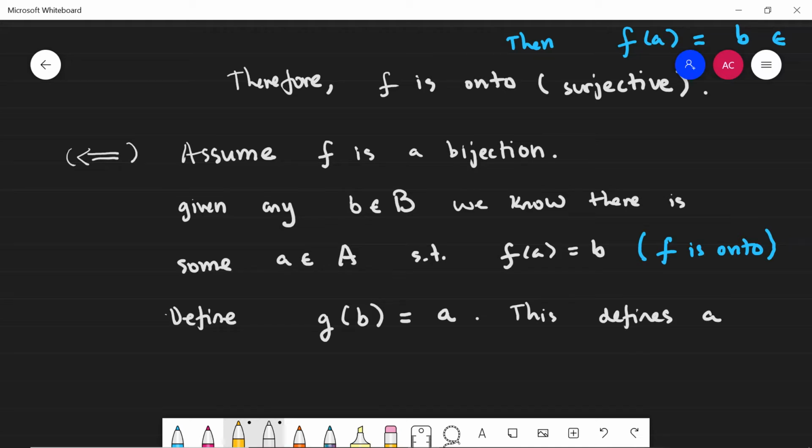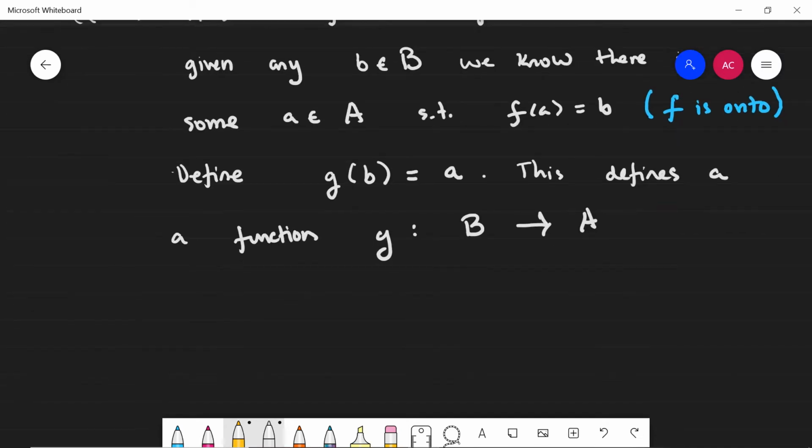And since f is onto, I know that the domain of g is actually all of B. So this defines a function, which we're calling g, that maps capital B to A. Now, one thing that I do need to note here is that this is a function, and the fact that this is a function follows from the fact that f is 1 to 1.